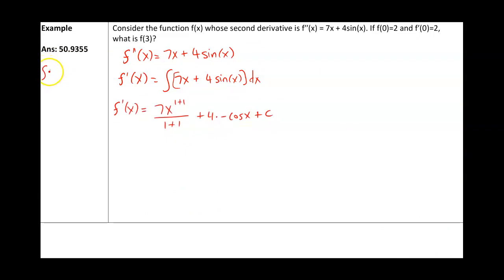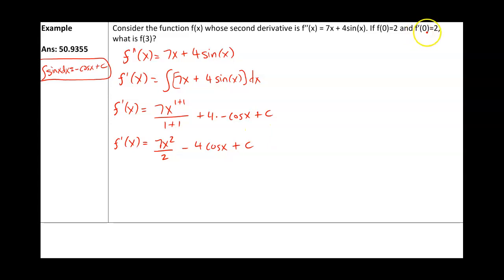The integral of sine x dx is equal to negative cos x, and then you've got the plus c. And then for the 7x, we just use the power rule. If you simplify this, we get 7x squared over 2 minus 4 cos x plus c. However, we're not done, because we have to find out what c is.